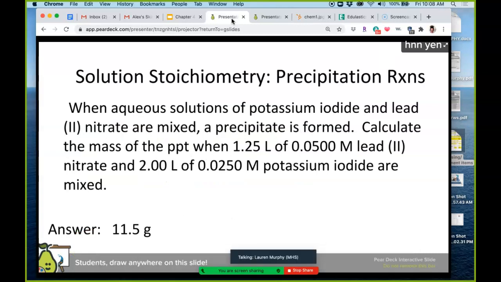All right. So when aqueous solutions of potassium iodide and lead 2 nitrate are mixed, a precipitate is formed. So I would like you to take a moment and try to write out the reaction and predict the products and discover who the precipitate is before we do anything else.